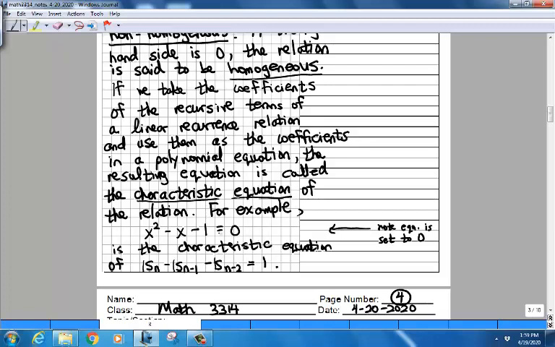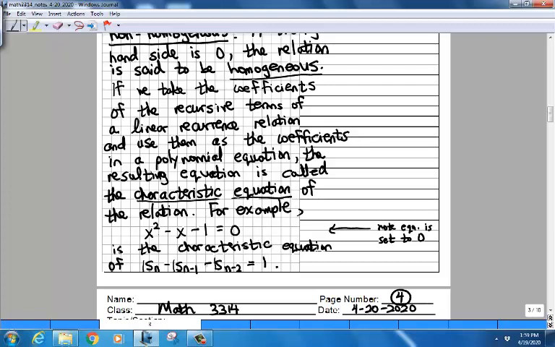Now, this characteristic equation turns out to be useful to me for various reasons, so that's why I'm creating it. But you might be wondering, why am I going through this weird process of creating this characteristic equation? And the answer is because I'm going to use that characteristic equation in a moment to help me solve the recurrence relation.